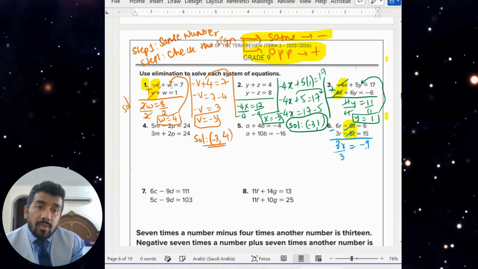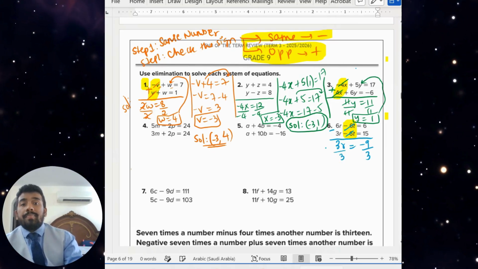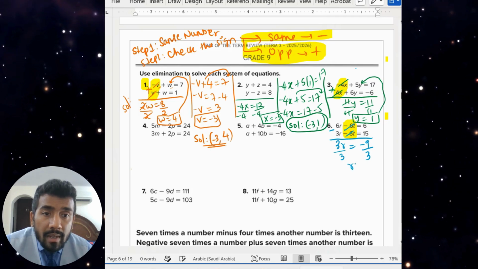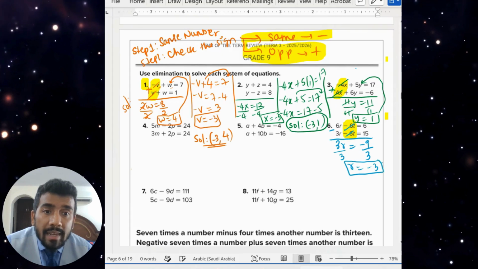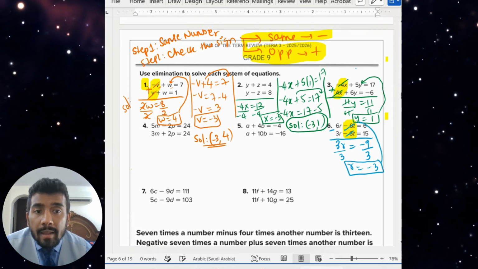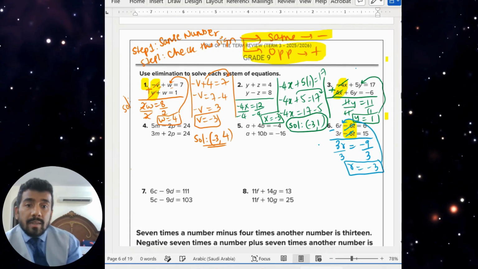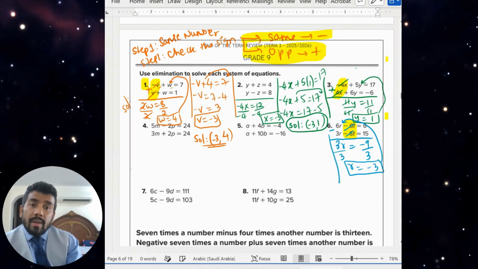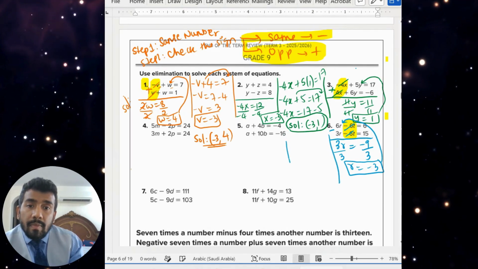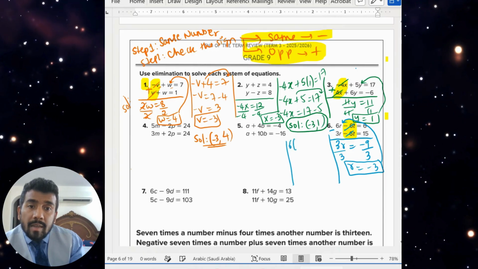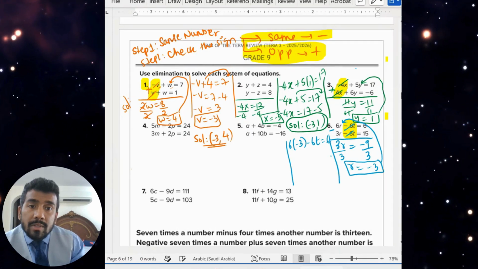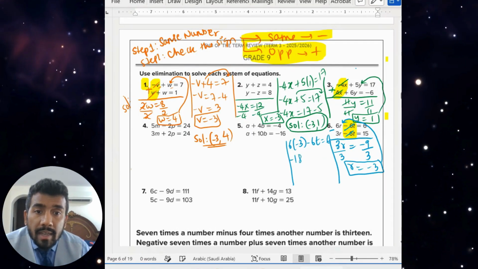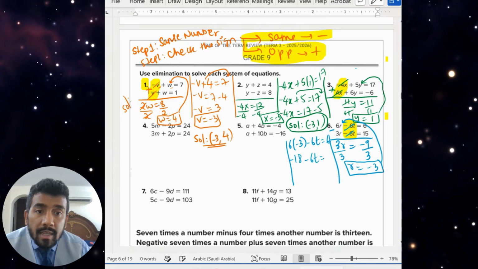Then we divide by 3, divide by 3. What do you get? R is what? Minus 3. Once you get r, put it back in any of the equations. Put it in the first one. Let's go with 6. So what do you get? You'll get 6 times minus 3 minus 6t equals 6. That's minus 18 minus 6t equals 6.